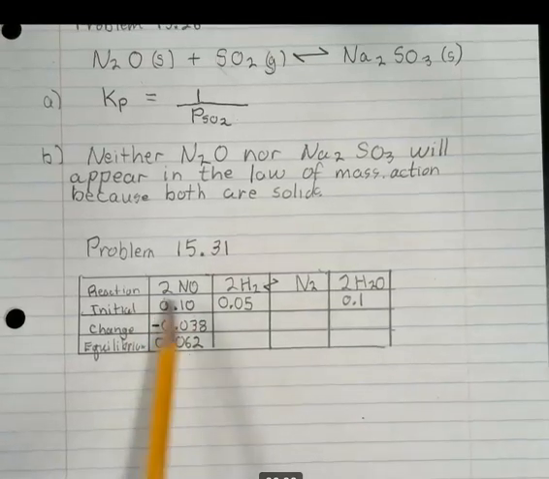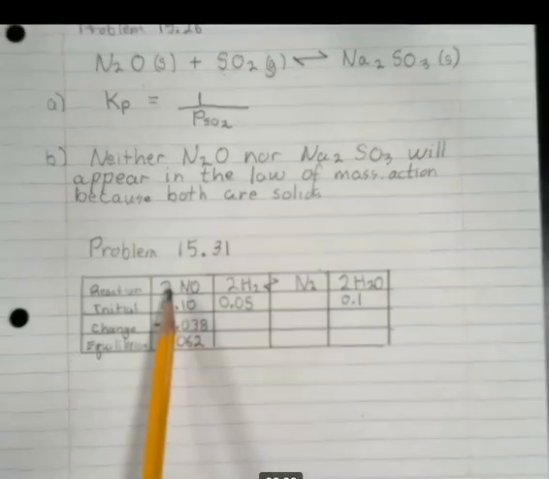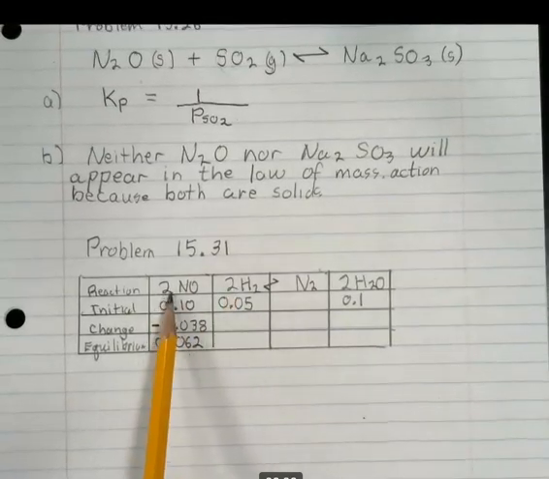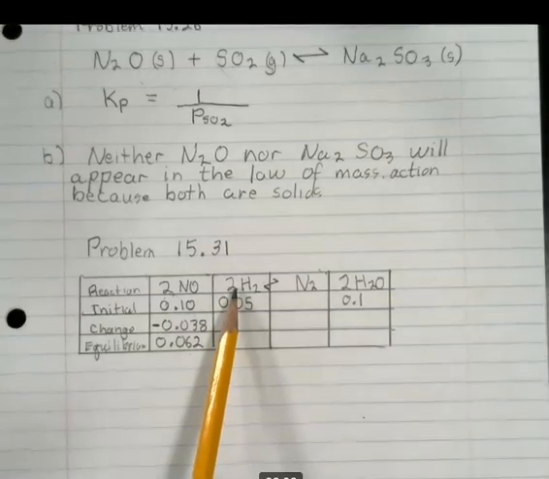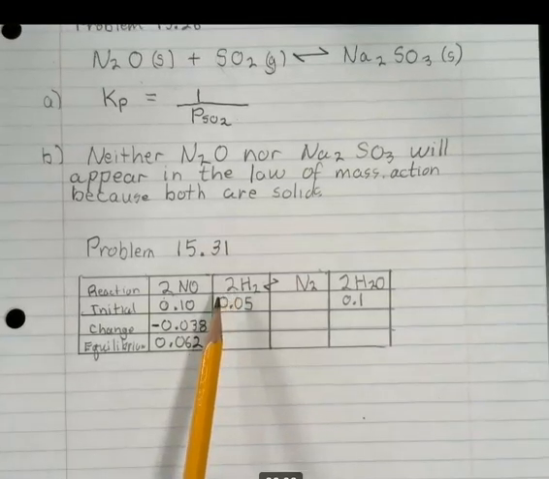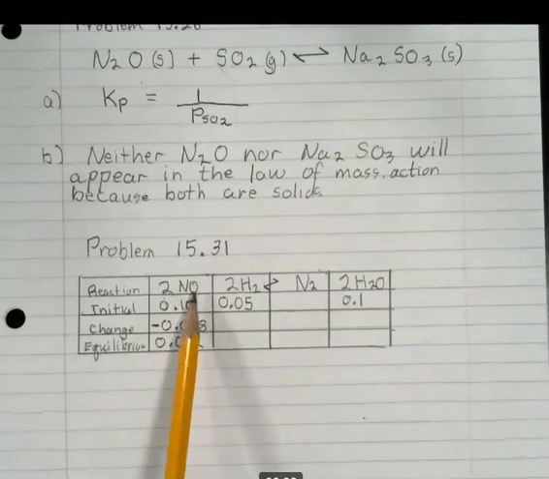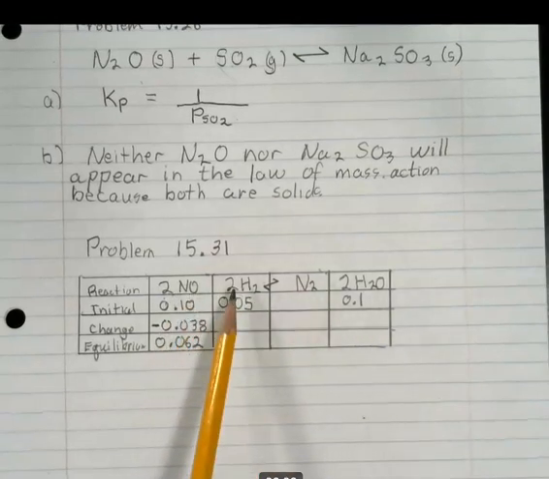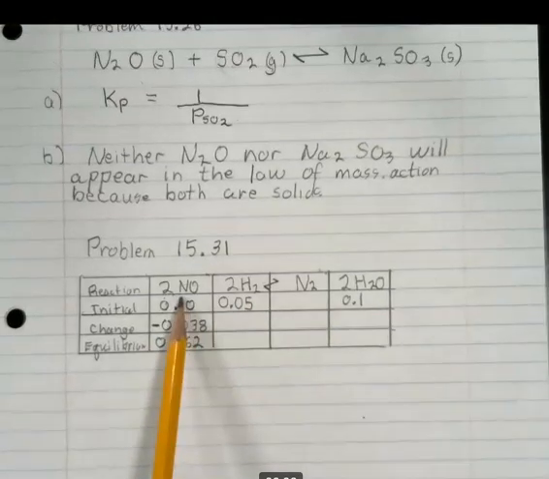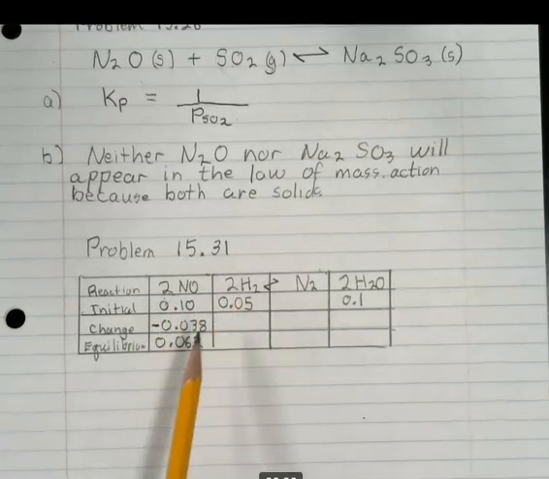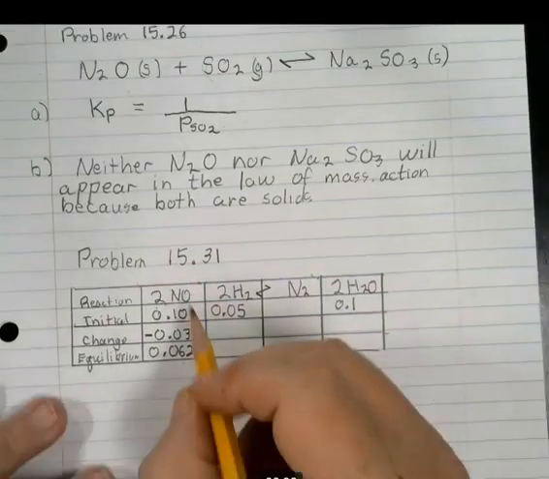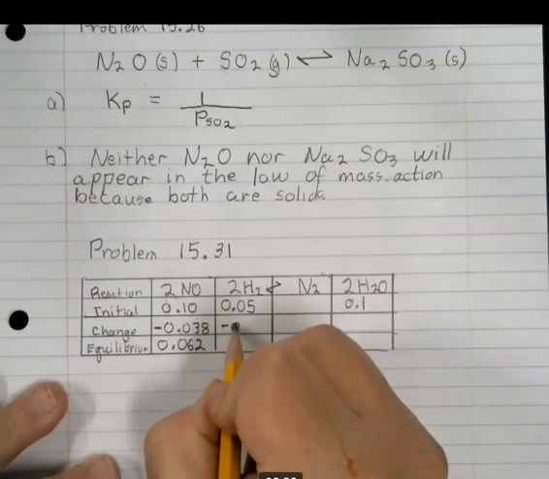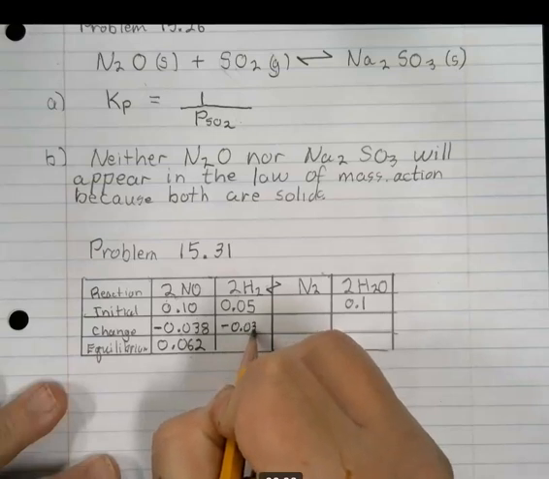Okay, so now that helps us fill in some of the others. If there's 2 moles of NO and 2 moles of H2, that's a 1-to-1 relationship. However many moles of this there is changing, the same amount of this has to be changing for the reaction. So if you have to use up 2 moles of NO to make this reaction work and 2 moles of H2 to make this reaction work, what it's really saying is you need to use the same number of moles of NO as you do of H2. So since we changed by negative 0.038, this is also going to be negative 0.038.